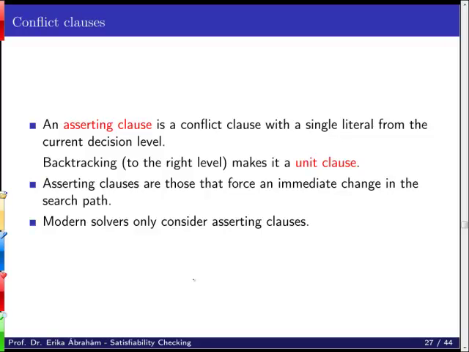And this is by taking an asserting clause that has only a single literal at the last decision level, and then if we undo the last level, then it will become a unit clause. That means, this is what I already said, that it will force an immediate change from the current subtree. It will redirect the search into another subtree.